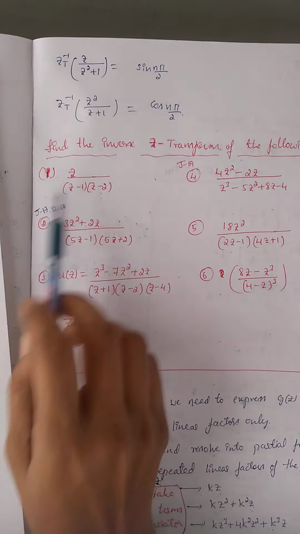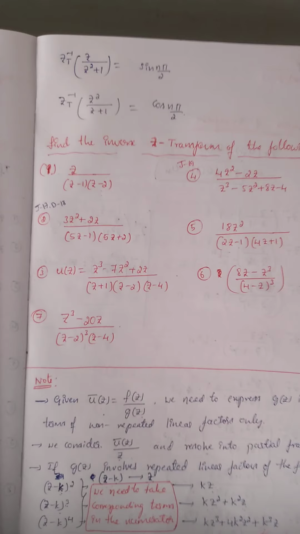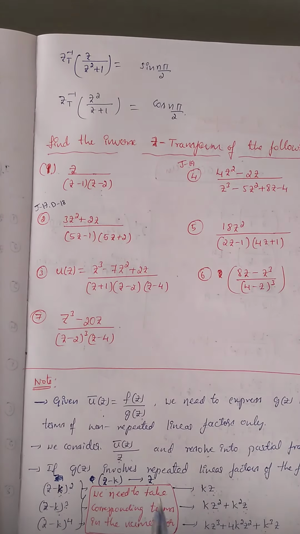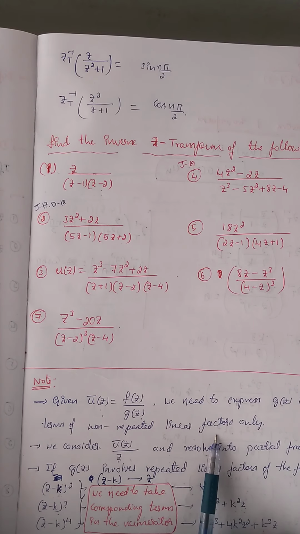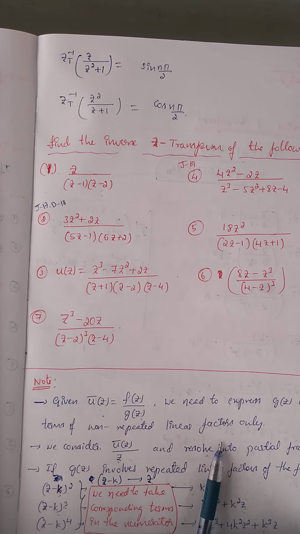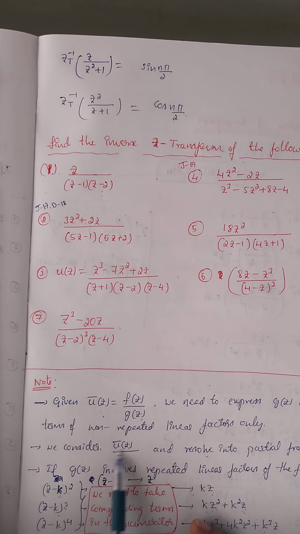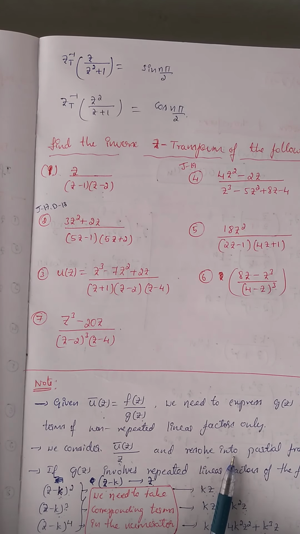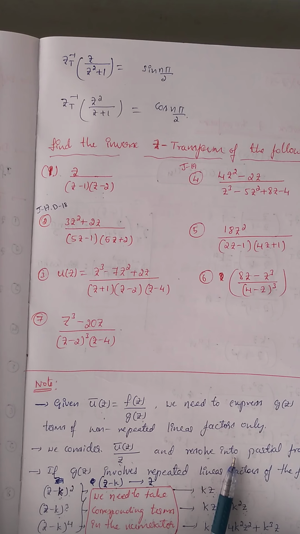Inverse z transform, the last video already explained, we can see 2 different methods. The first one is when the denominator has non-repeated linear factors. I completed that. We should take U bar of z by z form, then solve using partial fractions, apply inverse z transform, and we will get the answer.